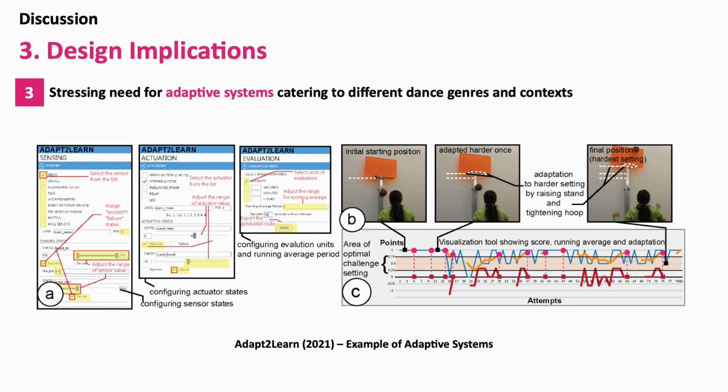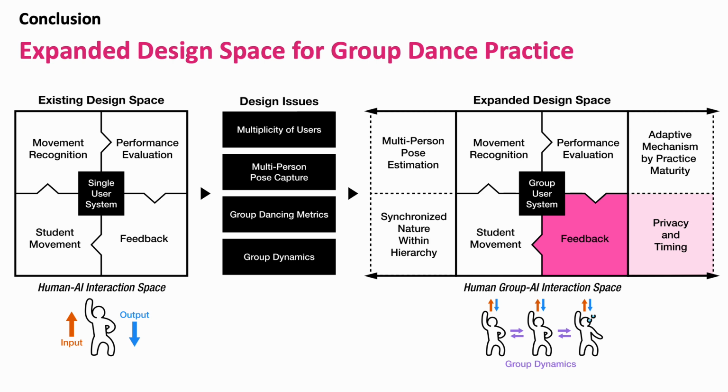In the perspective of integration with existing practices, it's crucial to design systems that complement rather than replace traditional instruction methods, addressing concerns about potential conflicts between AI feedback and human instructors. To conclude, our work expands the design space for interactive group dance practice systems. We've identified new design dimensions and challenges specific to group contexts, providing a foundation for future research and development in this area.